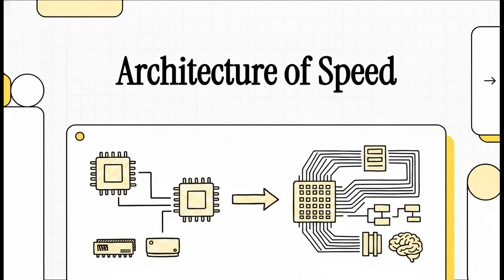Welcome to today's explainer. We hear constantly about AI software, right? Neural networks, algorithms, large language models. But today, we're actually unpacking the physical architecture of speed that's driving this entire boom. We're going to look at the foundational differences between the CPU and the GPU.